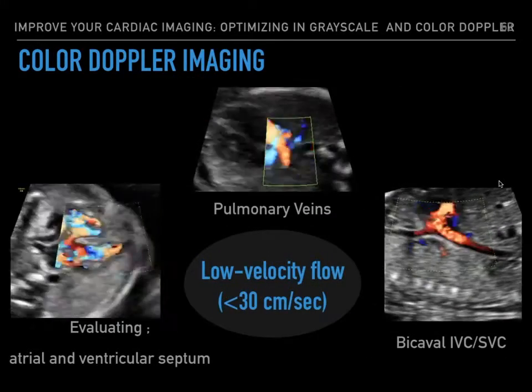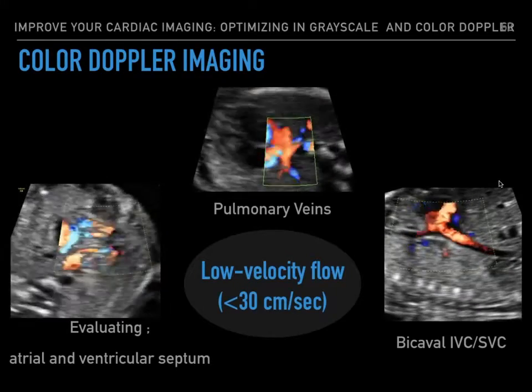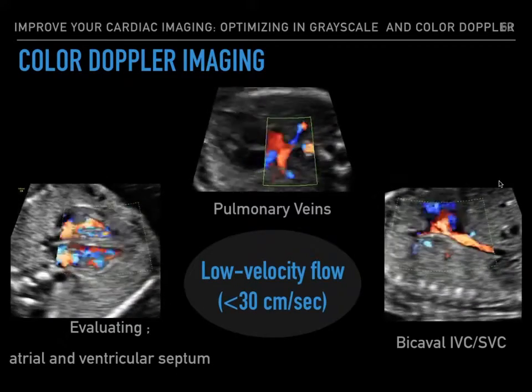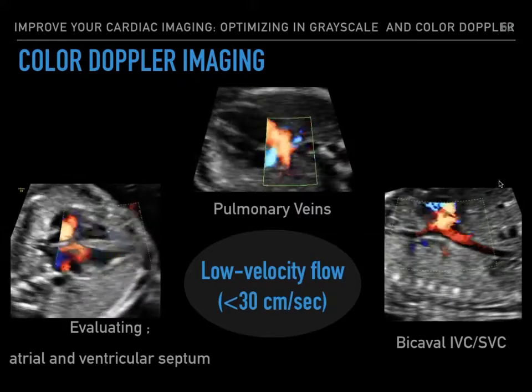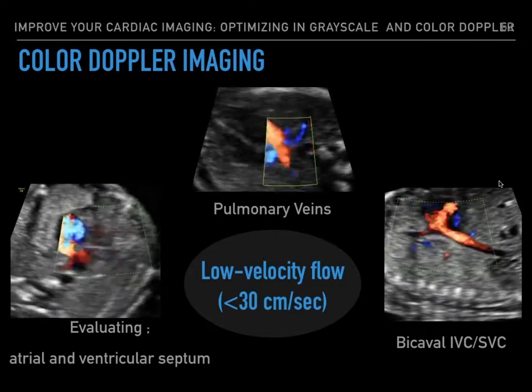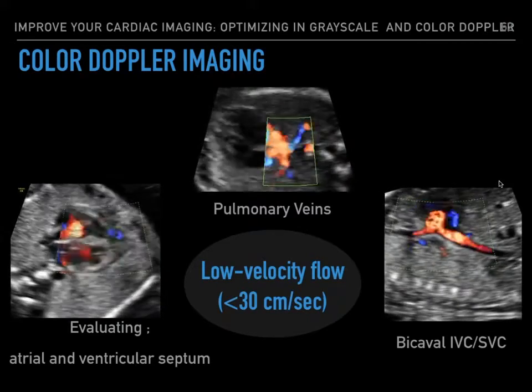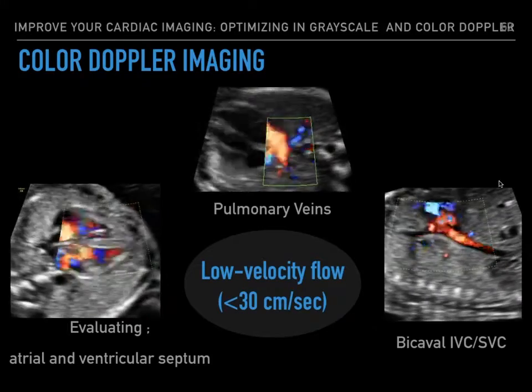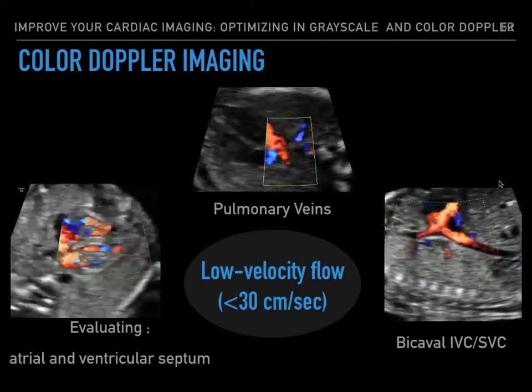And a low velocity range of less than 30 centimeters per second is suitable for evaluating the pulmonary veins and the bicaval view, which is the SVC and the IVC, given their low flow velocity, and evaluating the atrial and ventricular septum to detect wall defects.